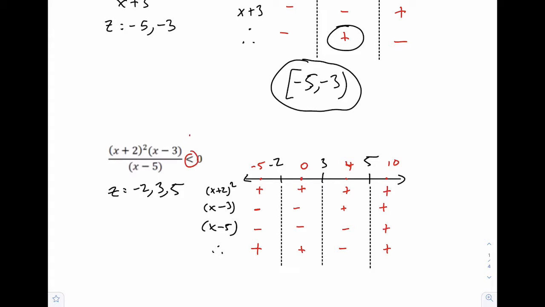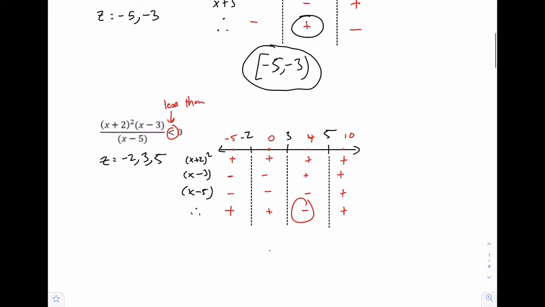Right here it says less than 0, which means I want a negative answer. And there it is. Our answer is 3 to 5. And because there's no equal to, you just don't worry about it. So it's just parentheses here. But if it were equal to, then the bracket would have to be on this 3 because it came from the numerator.